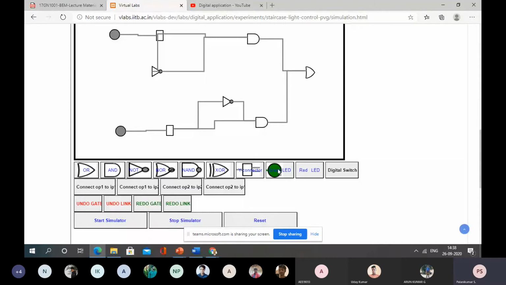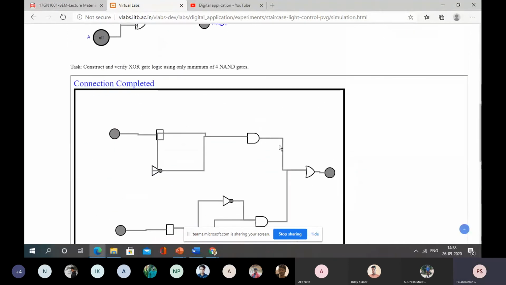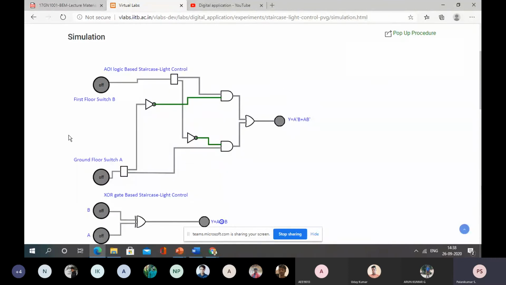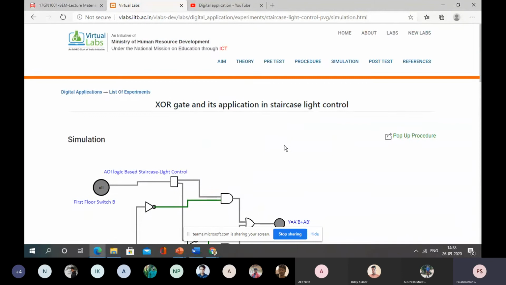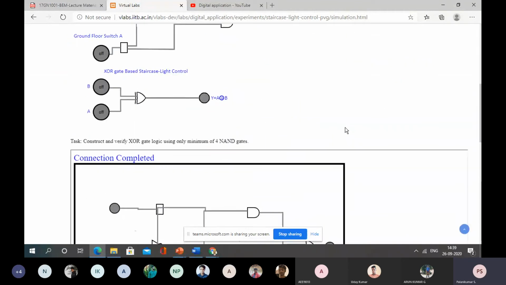Automatically I have to press the LED. Then I have to go for a... So likewise, you have to set up the things that we have seen in the lab, and you have to verify that. Okay, so this is how you have to do the experiment.